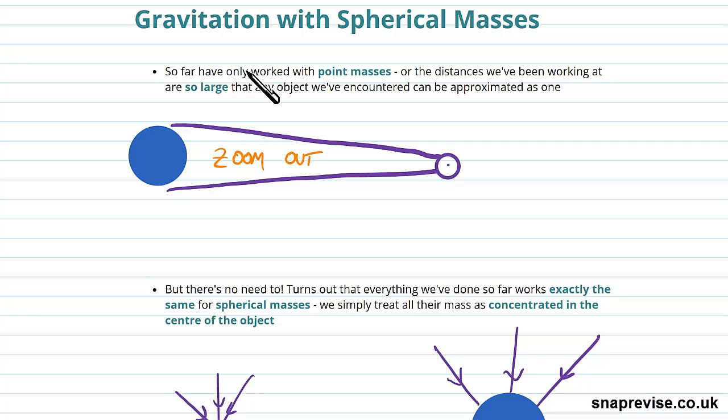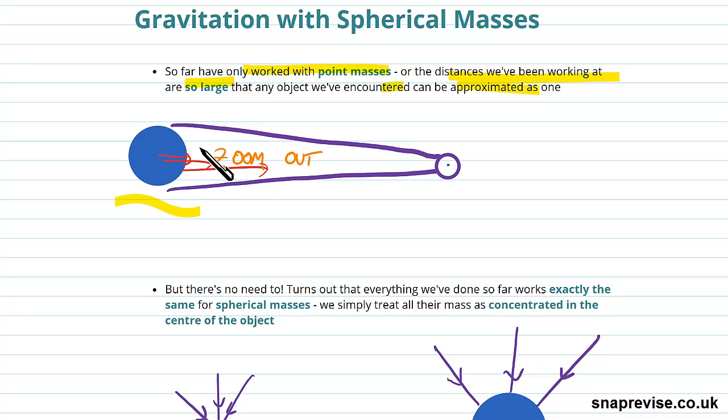So far we've only worked with point masses. Everything we've done has been centered around having a particle at a point, and we've come up with Newton's law of gravitation, etc., with that in mind. Or the distances we've been working at are so large that any object we've encountered can be approximated as a point particle. For instance, if this is the Earth, then at distances that aren't so close to the Earth's radius, we can't ignore that the Earth is a sphere at that point.